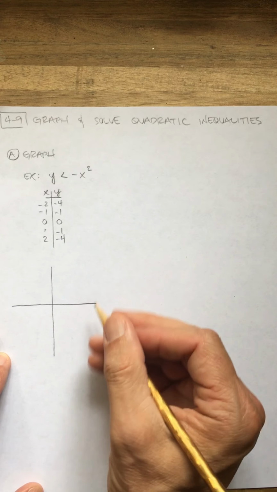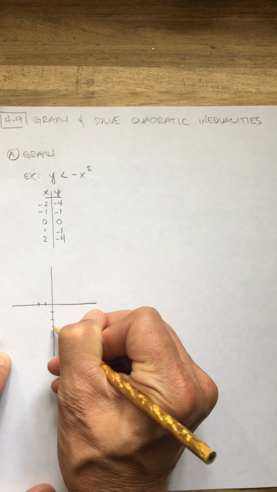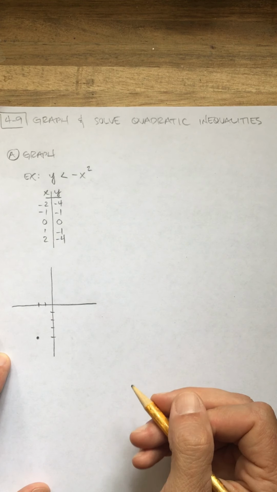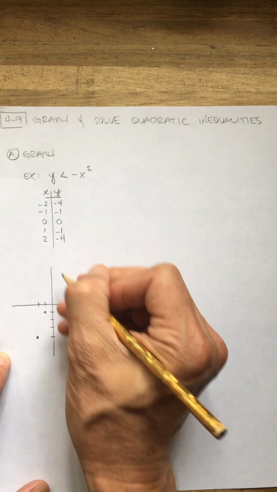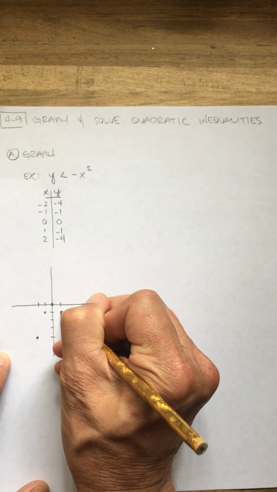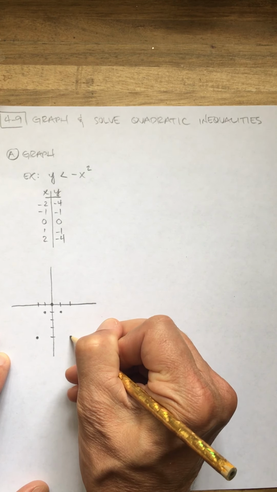All right, first point is -2, -4. So 1, 2, 1, 2, 3, 4. And here's my point, -2, -4. -1, -1 is right here. 0, 0, 1, -1, and 2, -4 is right there.